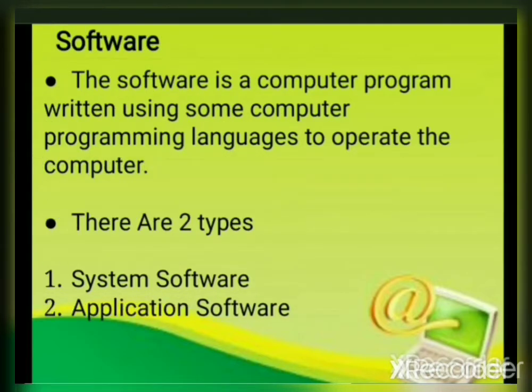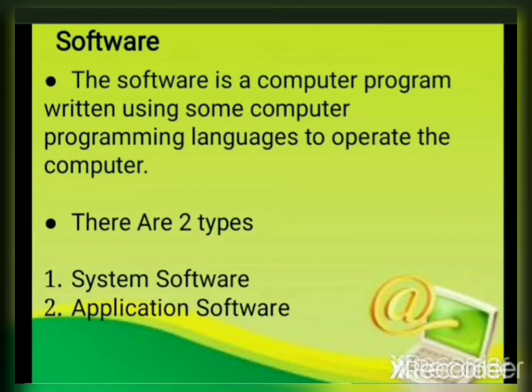System software is a type of program that is designed to control the computer hardware and its application programs. Examples are Microsoft Windows, Linux, DOS. So these are the system softwares.